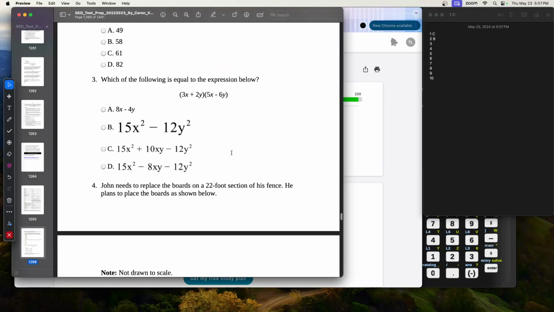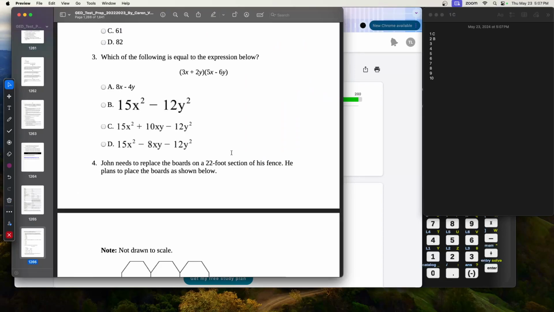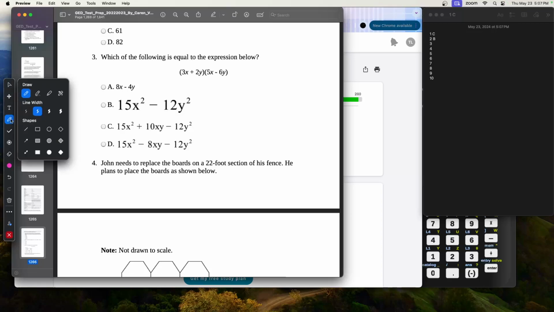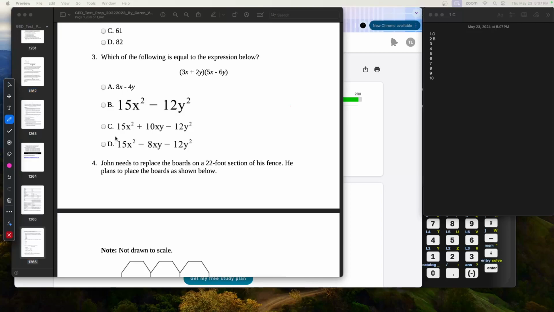Question 3. Which of the following is equal to the expression below? I'm fairly confident immediately that it's going to be D. Why do I think that? Well, it's definitely not A or B, because if you FOIL two factors like this, you're going to end up with at least 3 terms. I mean, unless the middle terms cancel. The middle terms definitely don't cancel here. And then definitely the middle term here should end up as -8.